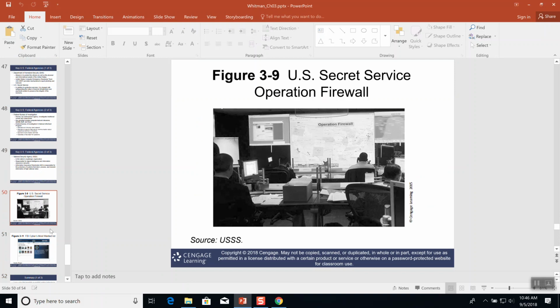U.S. Secret Service Operation Firewall. That's enough. Now it's black and white. That probably tells you something, right? Color didn't get invented until the 30s.